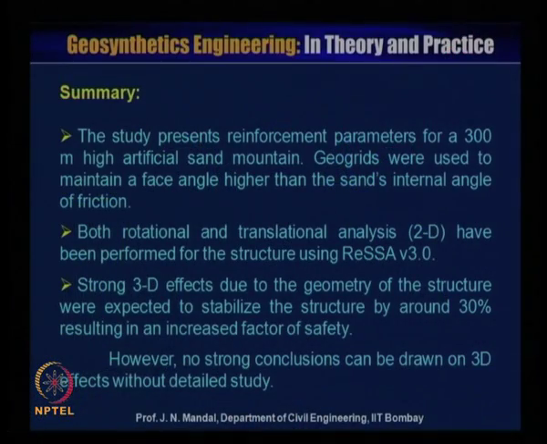So, what is the summary or the conclusion? The study presents the reinforcement parameters for a 300 meter high artificial sand mountain, and geogrids were used to maintain a face angle higher than the sand's internal angle of friction. Both rotational and translational 2D analyses have been performed for the structure using ReSSA 3.0.